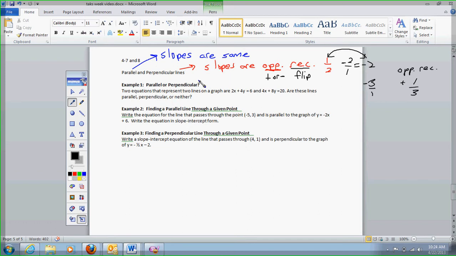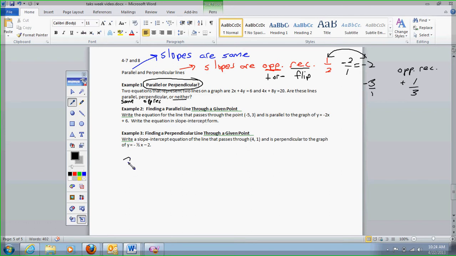It wants to know, is this parallel or perpendicular or neither? Two equations that represent two lines on a graph are 2x plus 4y equals 6 and 4x plus 8y equals 20. Are these lines parallel, perpendicular, or neither? In other words, it's asking, are their slopes the same, opposite reciprocals, or neither?